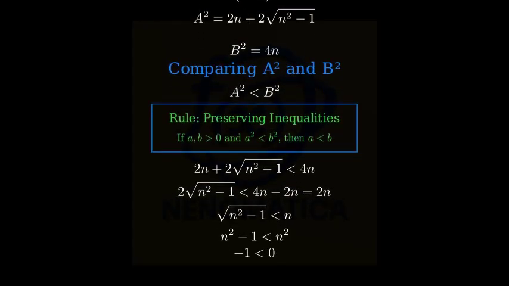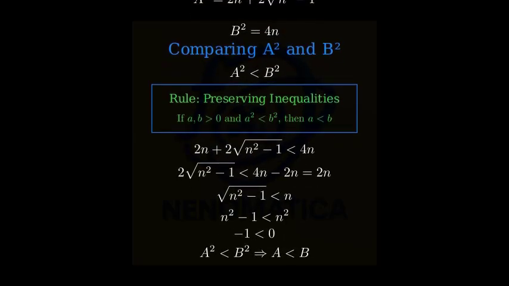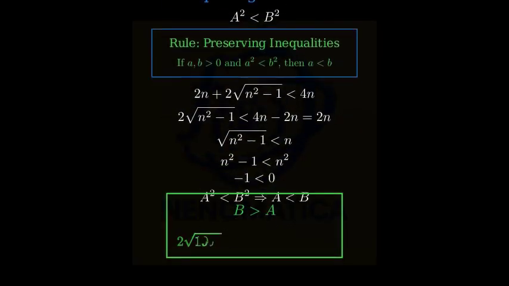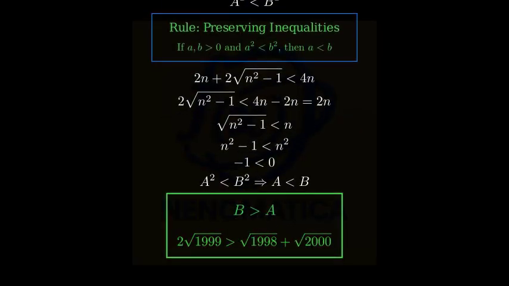This is always true. Since this inequality is always true, we've proven that a squared is less than b squared, which means a is less than b. Therefore, b is greater than a. In other words, 2 times square root of 1999 is greater than square root of 1998 plus square root of 2000.